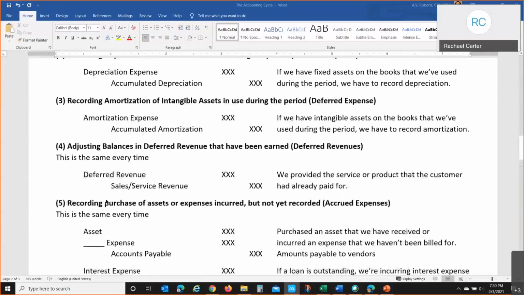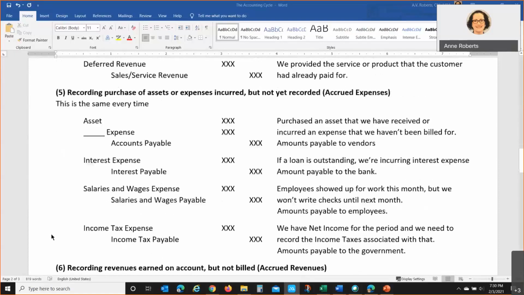Well, the liability became revenue because they bought the gift card first, and then they used it. So again, you saw the assets become expenses. You saw the liabilities becoming revenue.